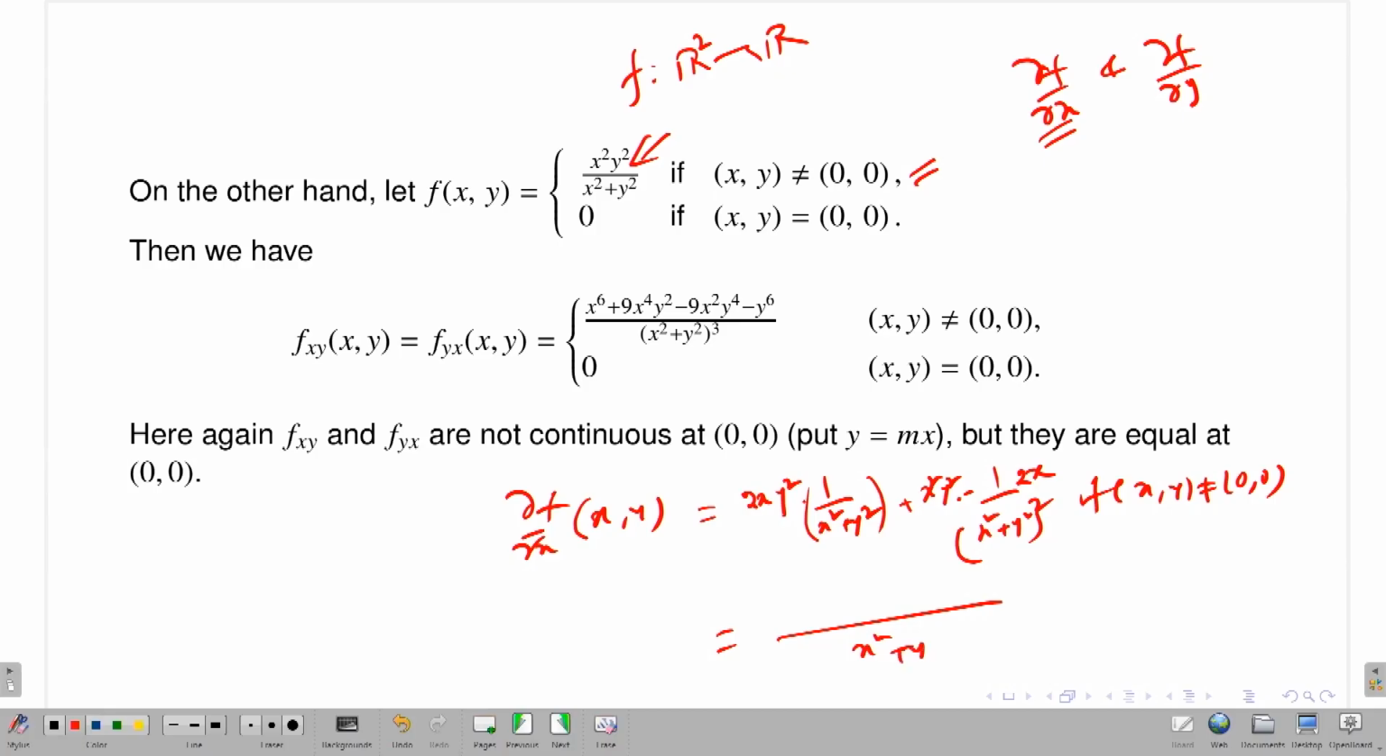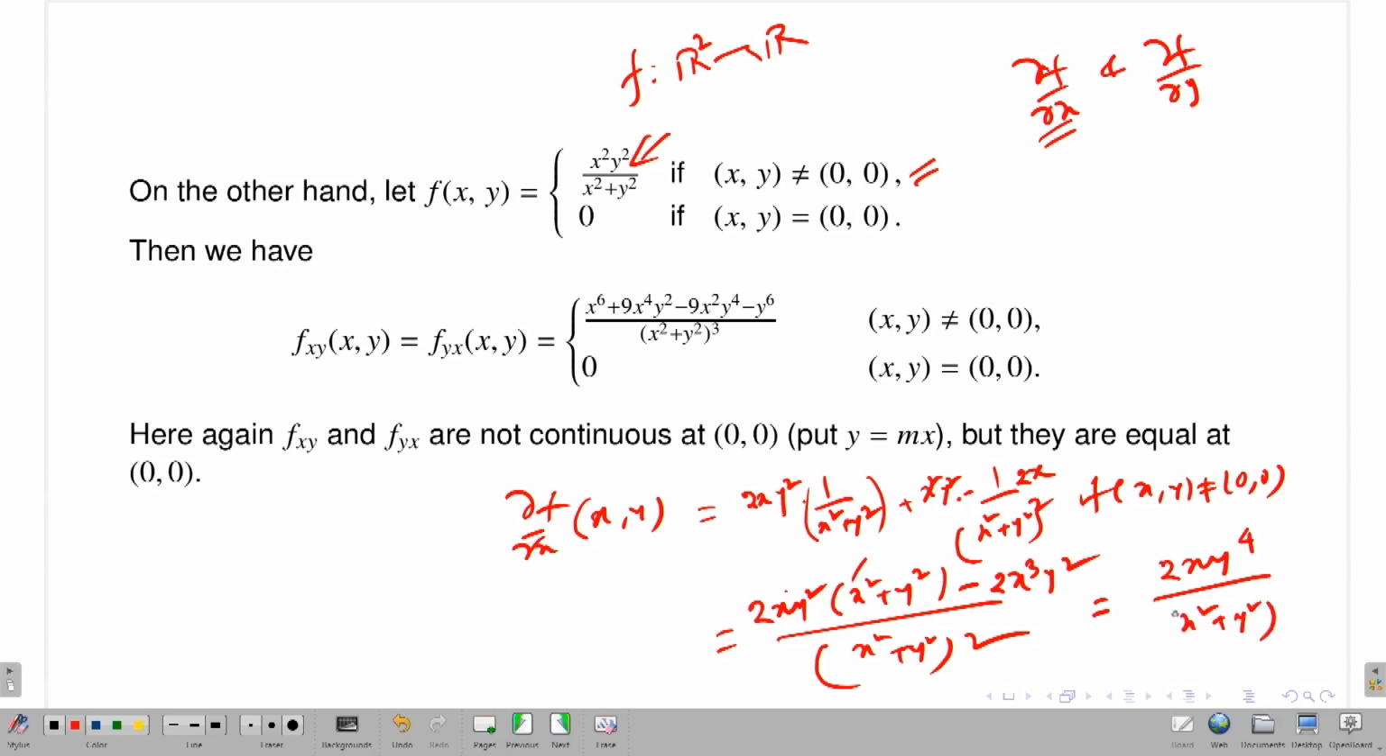What is this? This is x square plus y square whole square. This should be 2xy square times x square plus y square minus 2x cube y square. And do some algebra, I think 2x cube y square will get cancelled. So you will end up with 2x y4 divided by x square plus y square whole square.